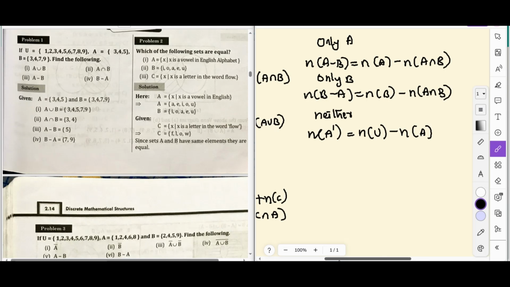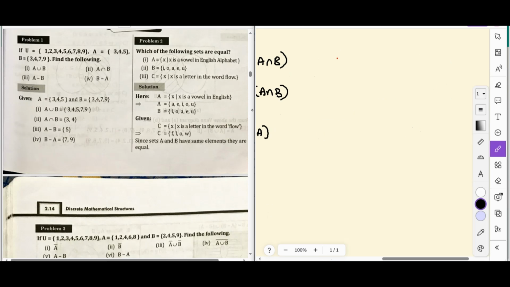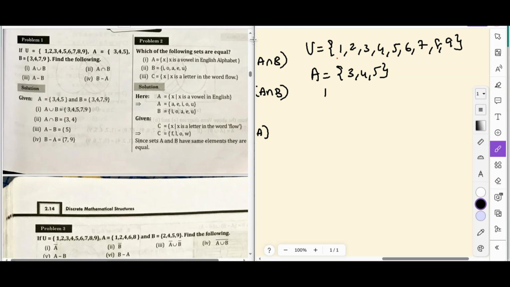So we have the first one. They have given U equals 1, 2, 3, 4, 5, 6, 7, 8, and 9, then A equals 3, 4, 5, then B equals 3, 4, 7, 9. We have to find the value of A union B. What will be A union B? Writing all the elements of A and B, that will be 3, 4, 5, 7, 9. You can write it directly also.